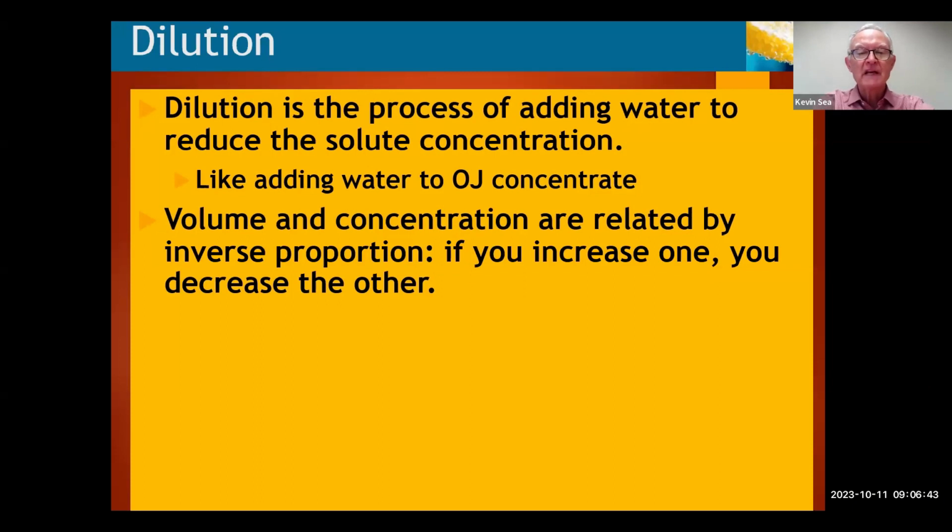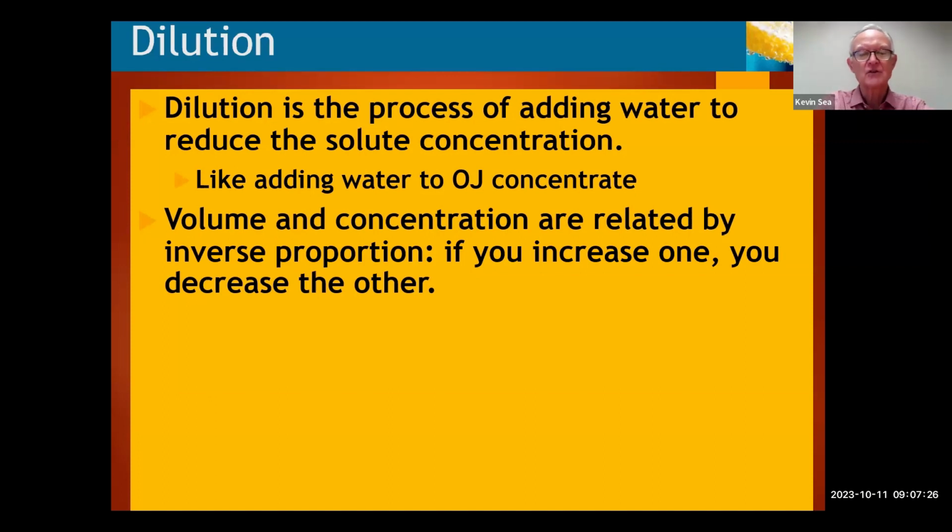One of the things that makes this easy is this principle: volume and concentration are related by inverse proportion. So if you increase one, you decrease the other. In the case of orange juice, we had a certain volume. Say that frozen orange juice container contains 250 milliliters of frozen orange juice. So that's our volume, and it's very concentrated. When we dilute that orange juice with water, we're increasing the volume and the concentration is going down. So volume up, concentration down.